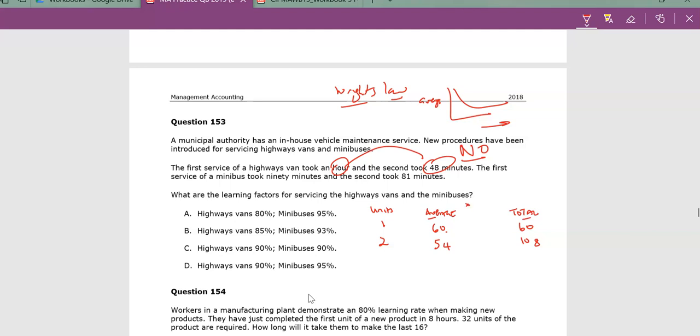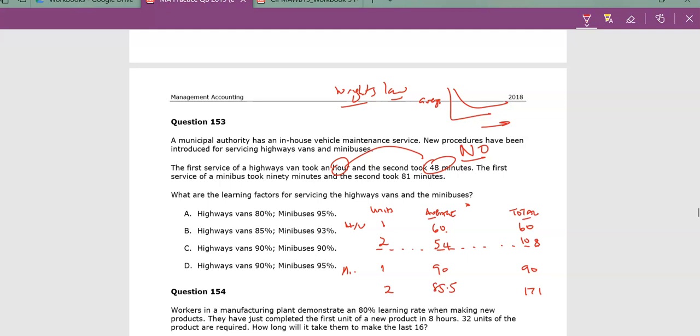So then I'm just going to draw a line here. This was for the highway van, and let's look at the minibus. So this was the highway van. This is the minibus. It says here for the minibus, your first one took 90 minutes, so the total is 90. And then it says that the second one took 81 minutes. So in total, that was 90 plus 81, which is 171, which means the average time was 85.5.